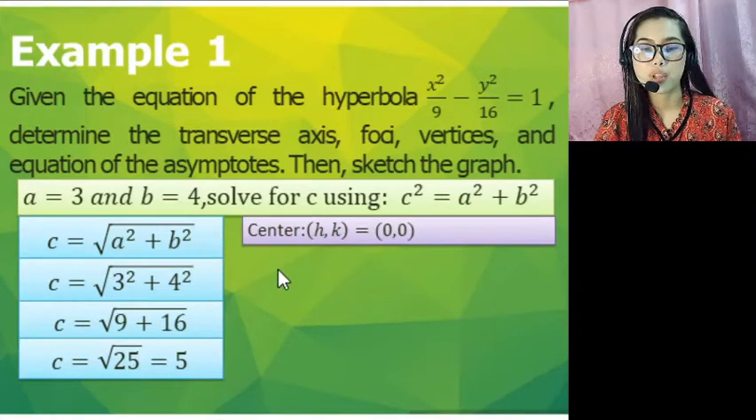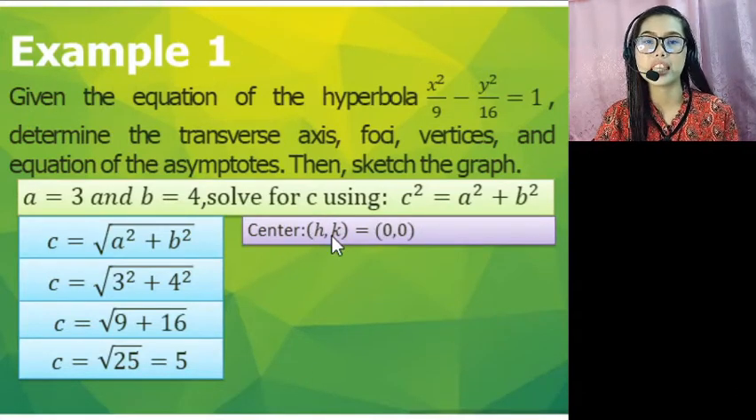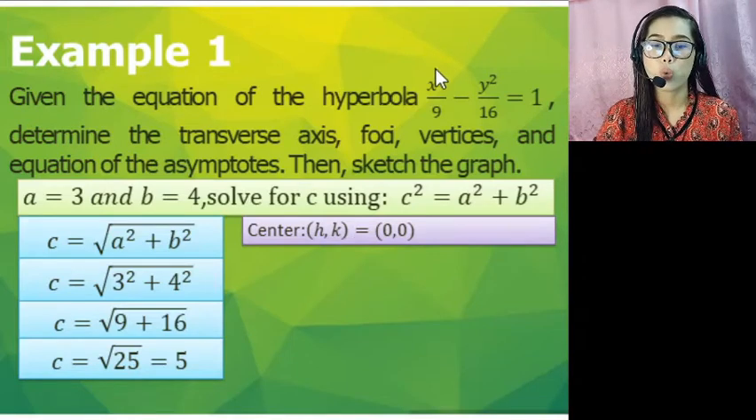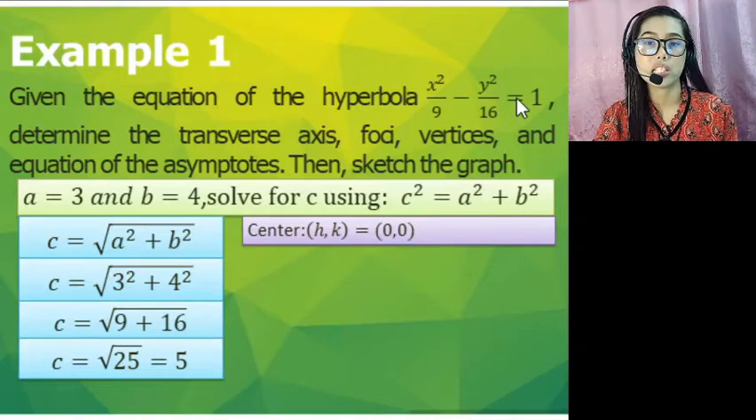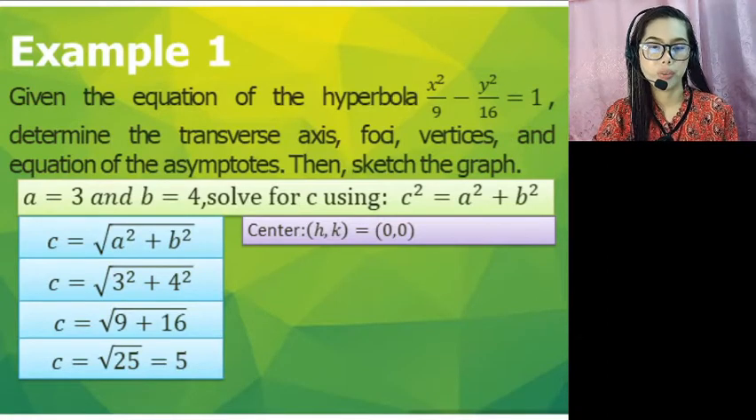So we have our center (h, k) at the origin, (0, 0). Why is it at the origin? If you have noticed, we only have x squared and y squared here. So this gives you the idea that our center is at the origin, or at (0, 0).